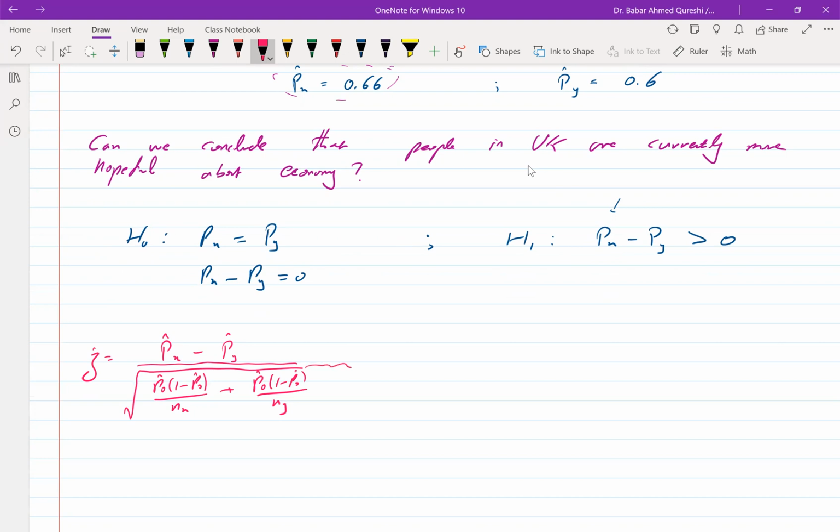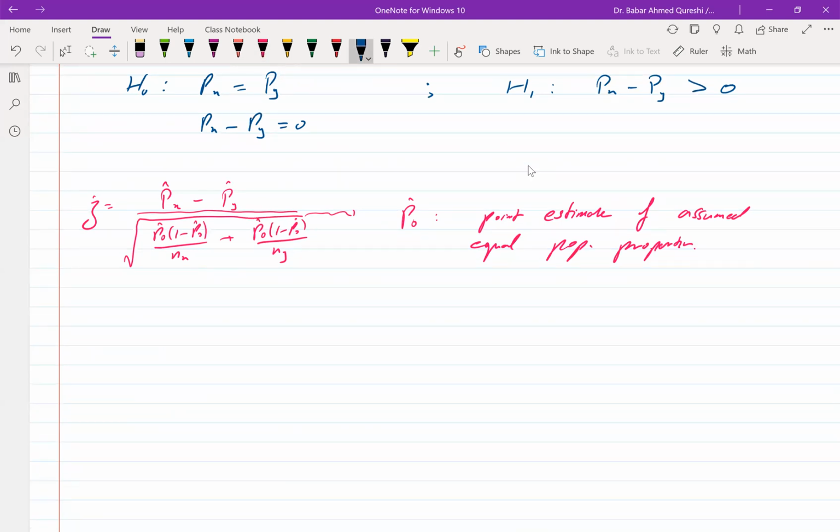Now here, I need this p naught hat. This is the point estimate of assumed equal population proportion. And as I explained above, you compute this by taking the weighted average of both samples. You're assuming that this population proportion is equal, so you get most evidence which you have and compute this. You have to make a weighted average. In this case, since the two sample sizes are equal, I don't need to weigh. I can just simply compute the simple average. It will be equal to the weighted average according to formula.